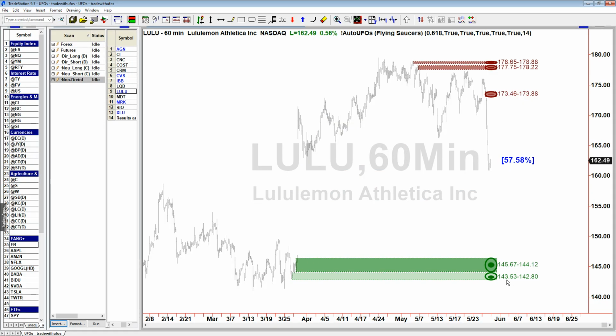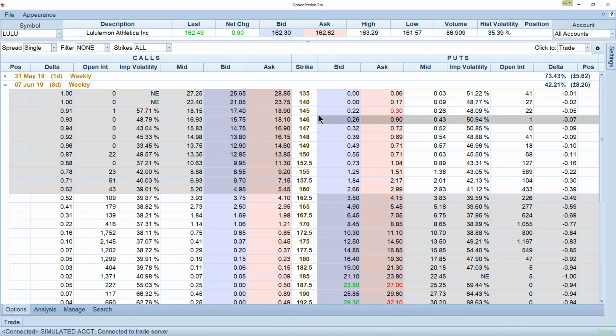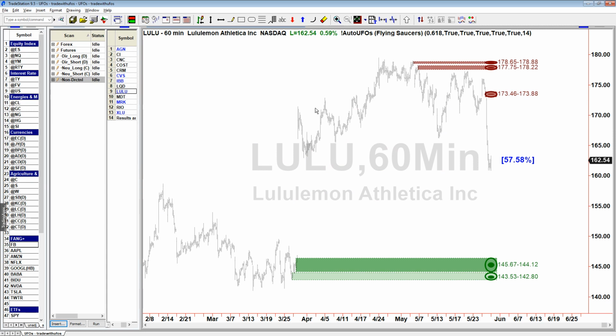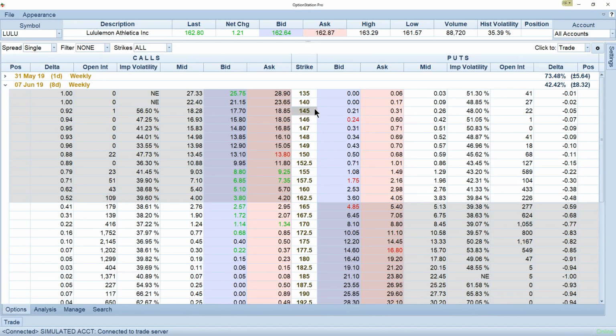Okay, so what do we have here? If I was to sell the 143s or 142s, how much would I get paid? Okay, well, I don't have 142s and 143s. Unfortunately, I am a little stuck. And even if I was to use the 145, I get paid very, very little.